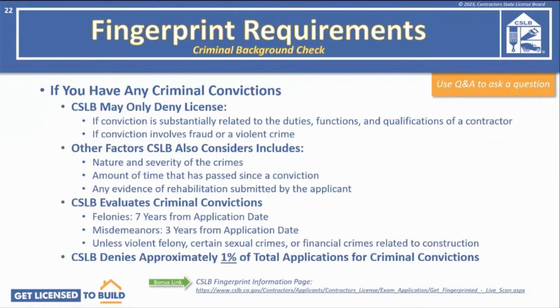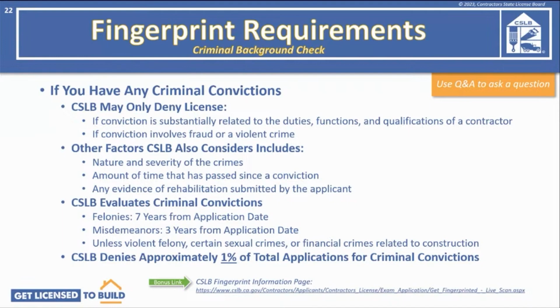So what happens if you have criminal convictions? CSLB may deny your license for the following reasons. First, if your conviction is substantially related to the duties, functions, and qualifications of a contractor. Also, if your convictions involve fraud or a violent crime. There are other factors CSLB also considers. They are the nature and severity of the crimes, the amount of time that has passed since a conviction, and any evidence of rehabilitation that you submit to CSLB.